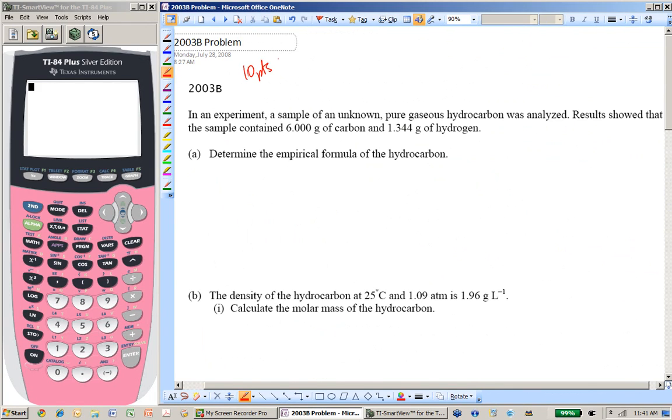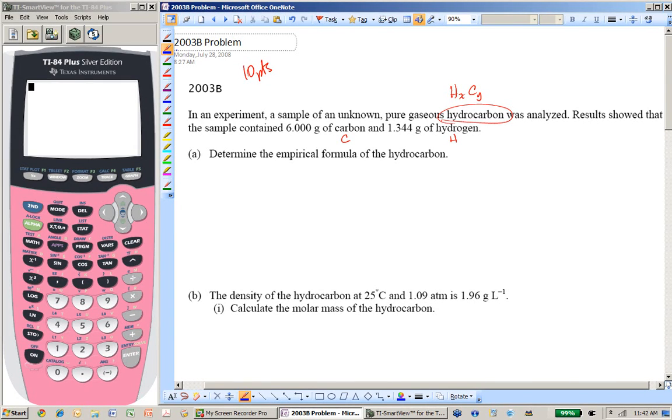In an experiment, a sample of an unknown pure gaseous hydrocarbon was analyzed. Results showed that the sample contained 6.000 grams of carbon and 1.344 grams of hydrogen. This is the good old hydrocarbon problem. It's all that's in there, just H and C, CxHy. We're looking for the x and the y. And we know that I have carbon and then I have hydrogen. They didn't even try to trick me with water. So can you calculate the number of moles is what this boils down to here in the beginning. Determine the empirical formula of the hydrocarbon.